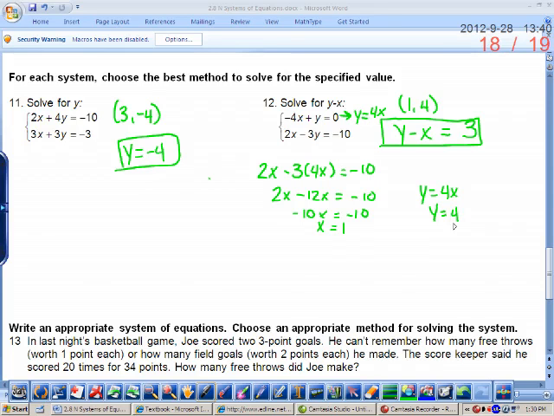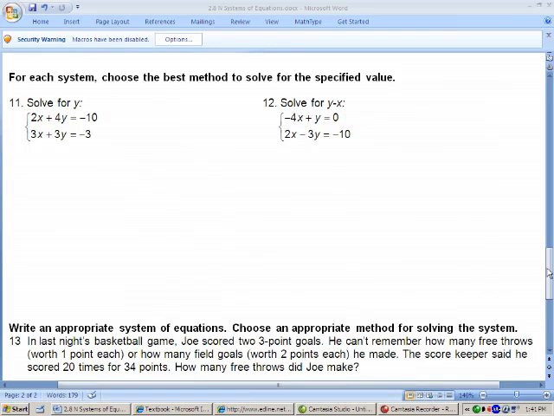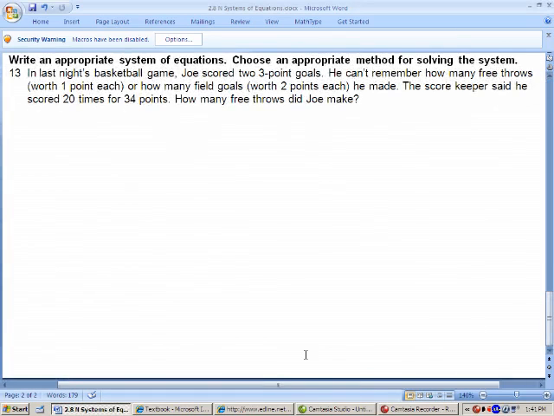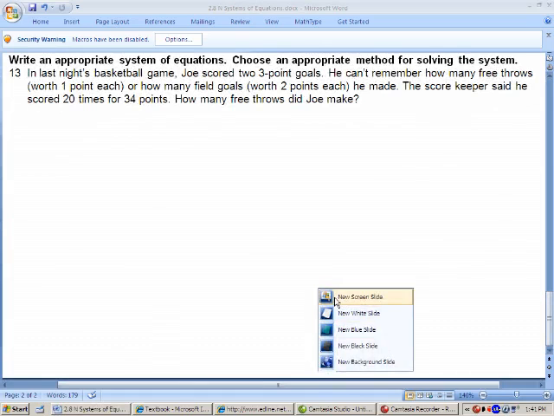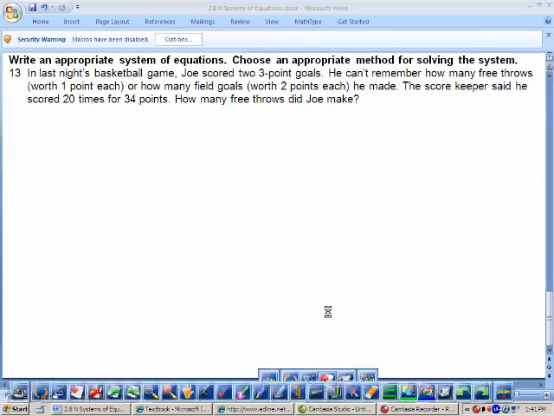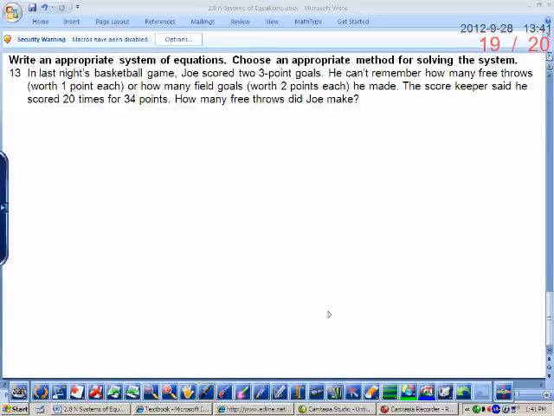Okay? All right, let's look at number 13 together. In last night's basketball game, Joe scored 2 3-point goals. He can't remember how many free throws worth 1 point each or how many field goals worth 2 points each he made. The scorekeeper said he scored 20 times for a total of 34 points. I got to figure out how many free throws Joe made.